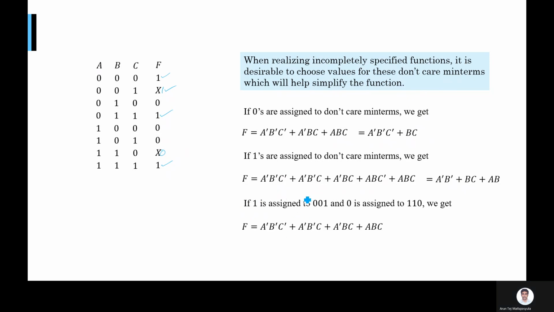You will have this term; it won't be there now. A, B, C dash won't be there now. Only these 4 terms will be there. So this is your function. If you minimize it, you will get a dash b dash plus bc, right? So clearly you see that you have two input AND gates and 1 OR gate. You only need those gates.